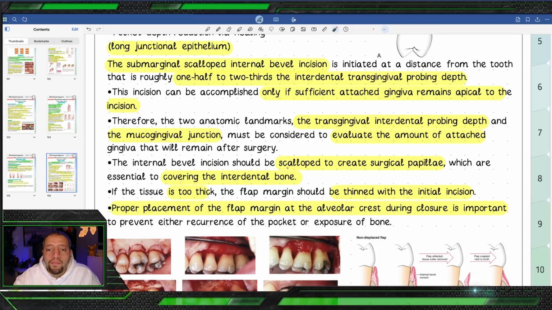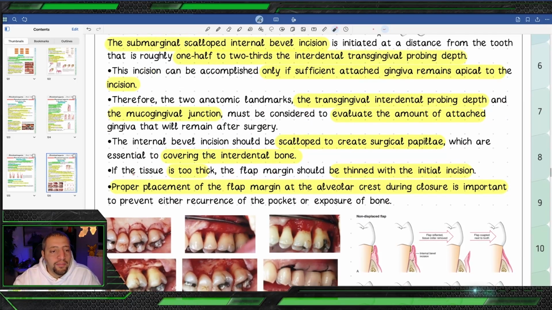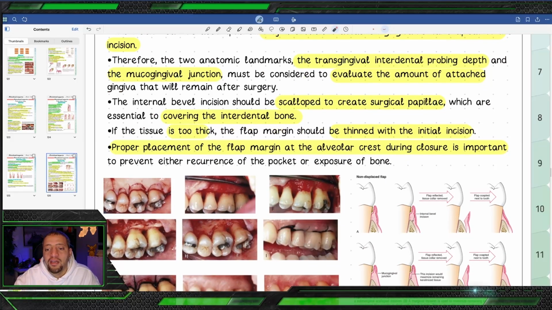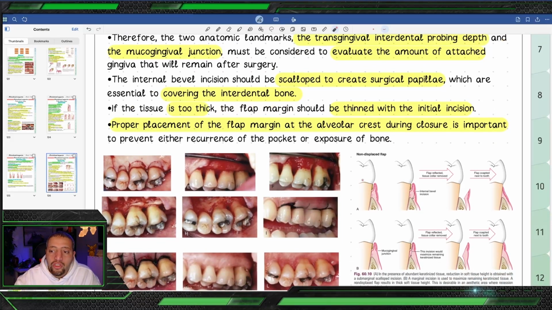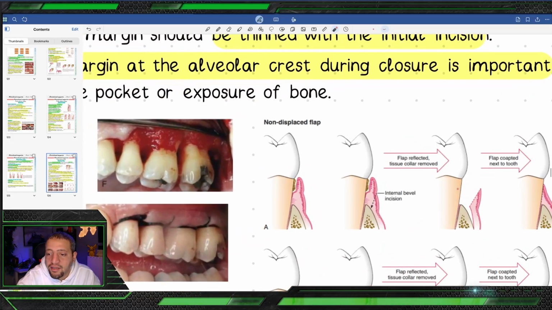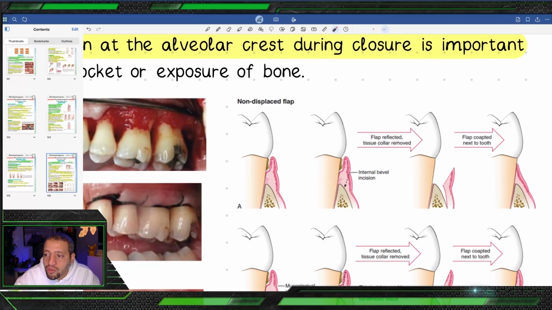The internal bevel incision should be scalloped to create surgical papillae, which are essential to covering the interdental bone. If the tissue is too thick, the flap margin should be thinned with an internal incision, and proper placement of the flap margin at the alveolar crest during closure is important, because if you don't do good suture technique in this area, you're going to end up with flap dehiscence. So this is how we are going to do it: internal bevel incision, submarginal scallop technique, then we cut this part, and then we reflect the flap again to its position here.